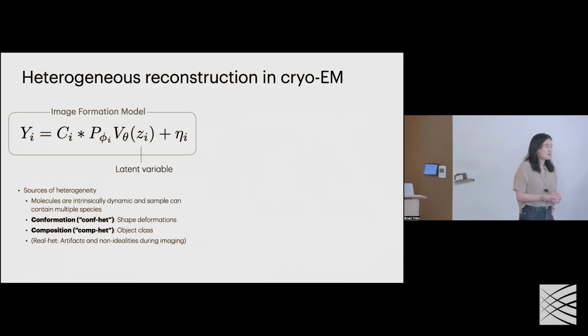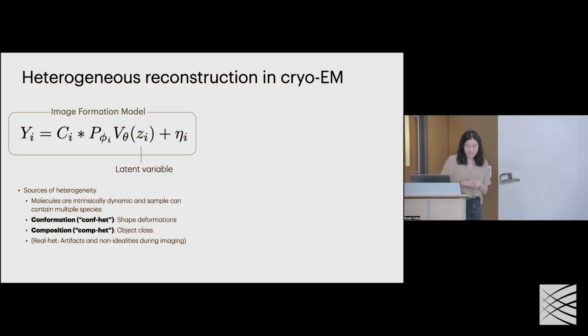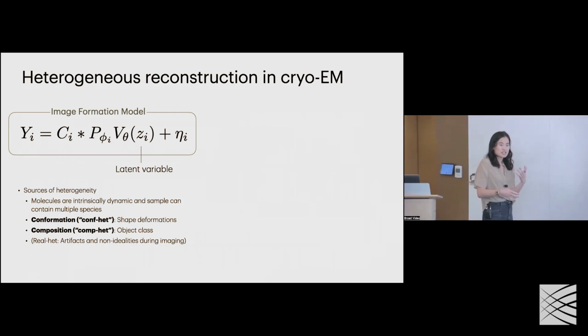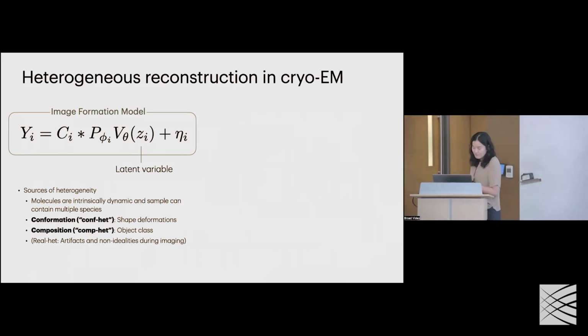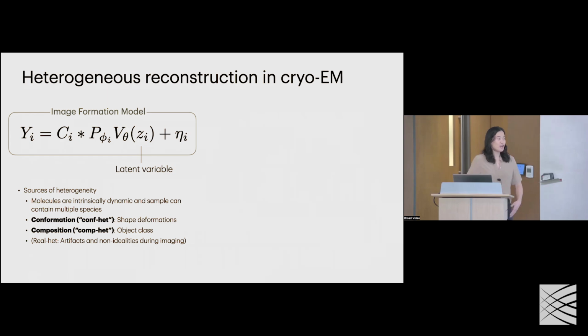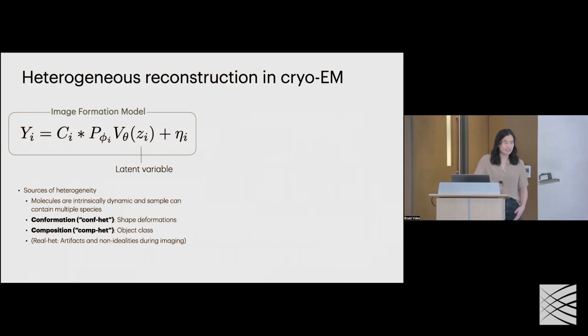I like these acronyms because it becomes a mouthful to say conformational heterogeneity and compositional heterogeneity over and over again. But we have conf-het, which can originate from shape deformations of our proteins, our biomolecules, and then we have comp-het, which refers to compositional differences in the sample. So you can think of that as like object class. And then in practice, there's usually a lot of real het, which comes from artifacts and non-idealities during imaging, maybe crystalline ice forming on some of the images that get falsely picked during the particle picking.